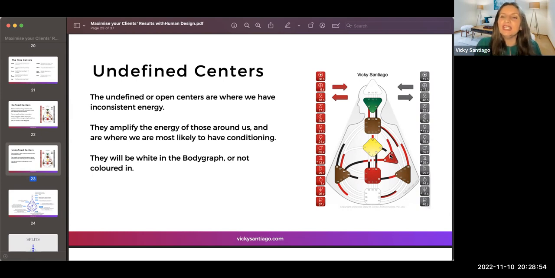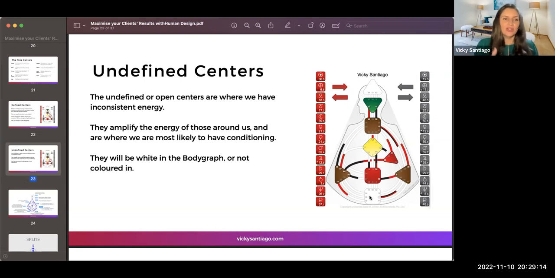The other thing to be aware of with this root center is if it's colored in, then people do really well with deadlines. And if it's not, then deadlines are just super stressful. So that's just something else to be aware of as well.